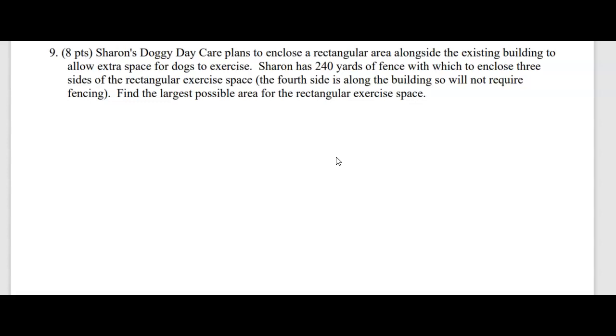Now, some of you might know the basic pattern, and that is that there will be 2 congruent squares next to each other for the final answer. But that's not necessarily a proof, that's just a pattern. So let's first off, here's the building. We're creating a rectangular exercise space. So I'm going to call this X and these will be Y.